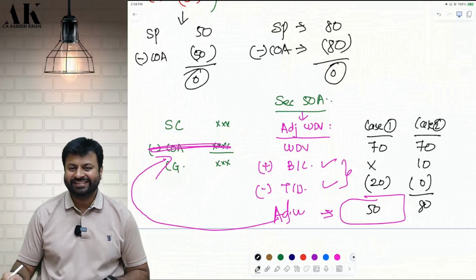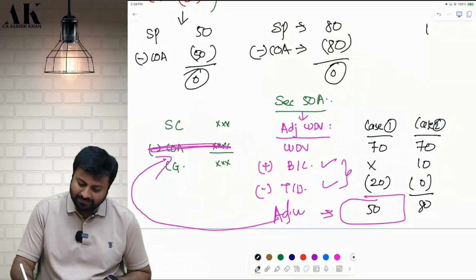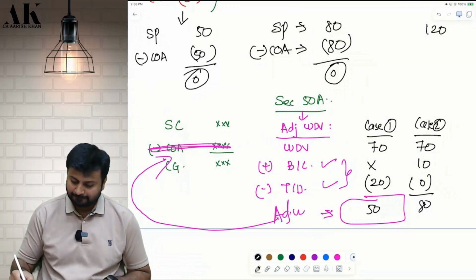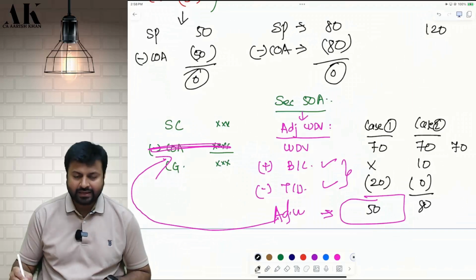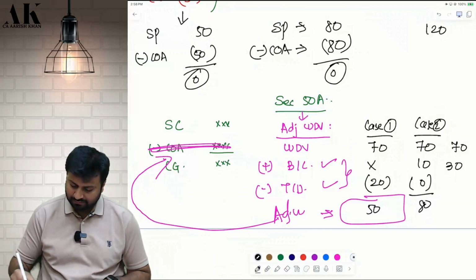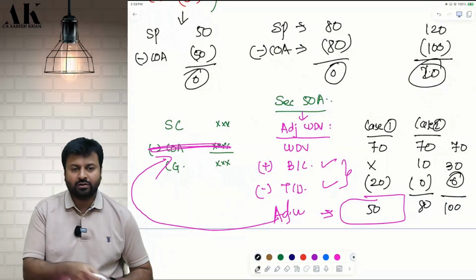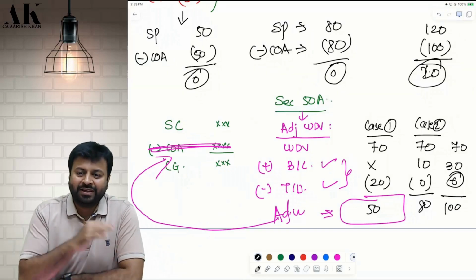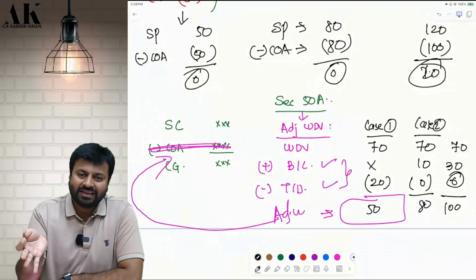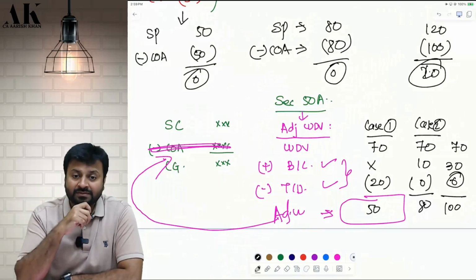Okay. Now in third case, what is my selling price? 120. What is my WDV in third case? WDV is same for all the cases. Balancing charge is 30. Terminal depreciation is 0. Therefore, this will become 100. See, in third case, where there is a gain, it will come to a gain of 20 rupees. So, wherever there is a loss, loss is converted to 0 rupees. And if there is a gain, gain remains gain.